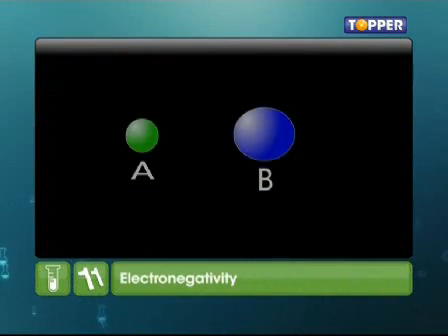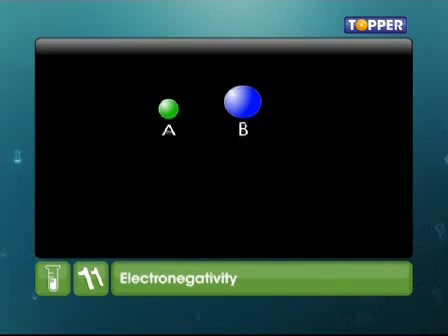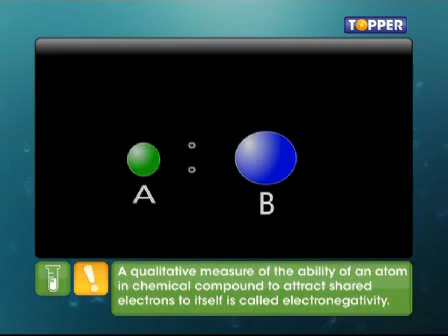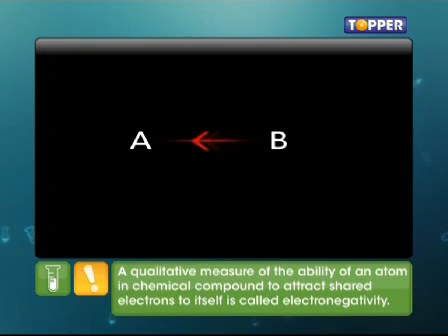In this image, atoms A and B share an electron pair. A is small in size and has stronger nuclear charge than B. Naturally, the pair of electrons will be pulled more towards A. The ability of an atom to attract the shared pair of electrons towards itself is called electronegativity. Here A is more electronegative than B.